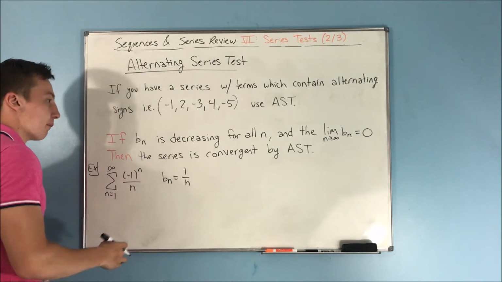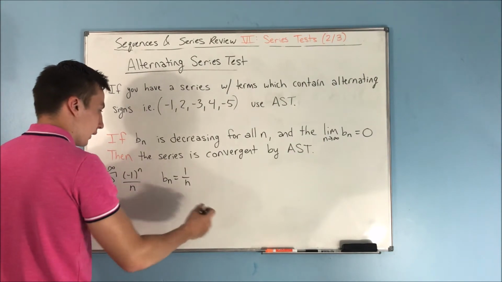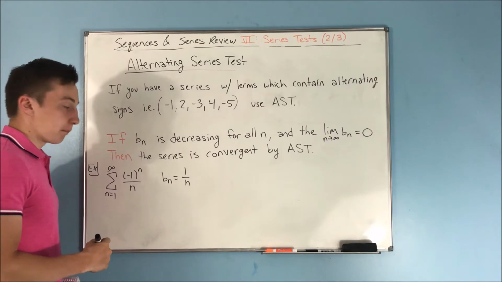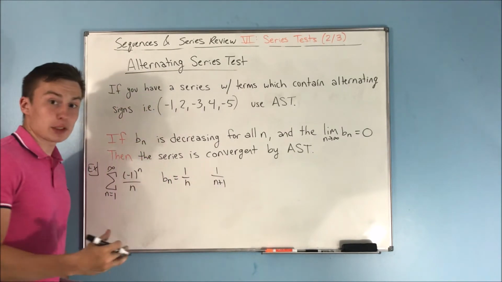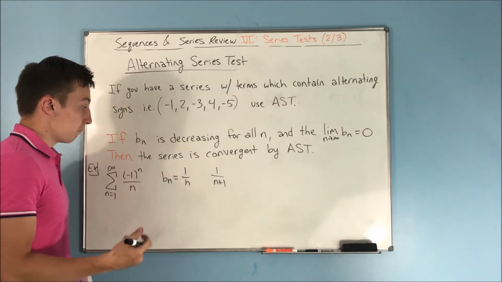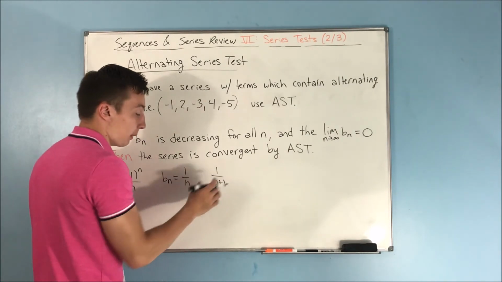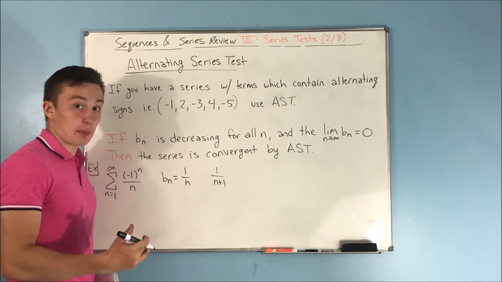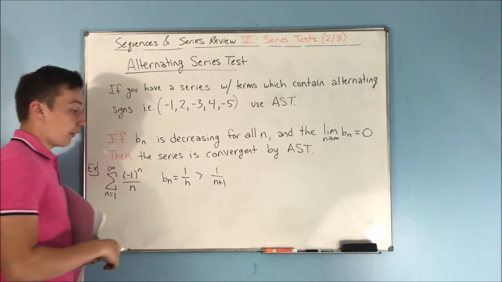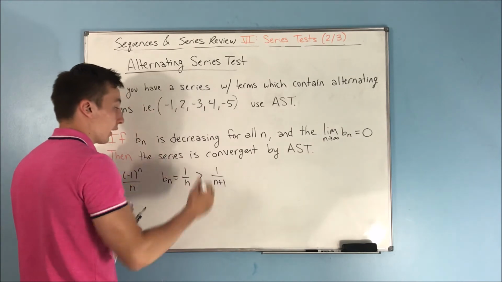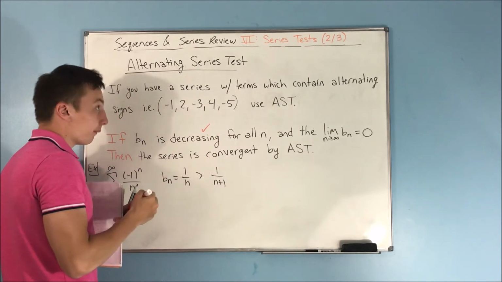So let's do that. Is this decreasing? Well, let's look at the next term in the series. The next term in the series would be 1 over n plus 1. You just put an n plus 1 in for n. Now, you know that this denominator is bigger, so this fraction overall is smaller, which means that indeed this is decreasing for all n. Put a little check mark right there.